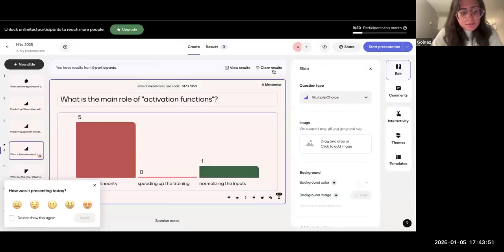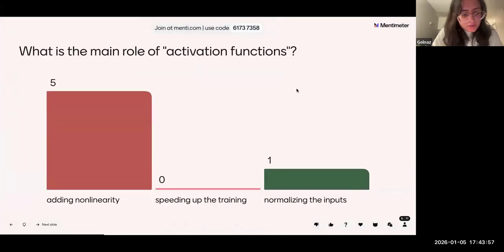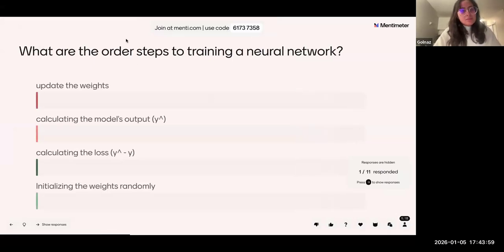Okay. I think I have another question here as well. So the question is, these are the steps to training a neural network, and let's order them in the right order.